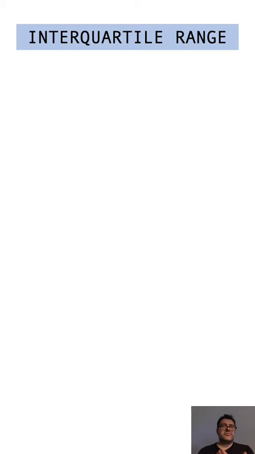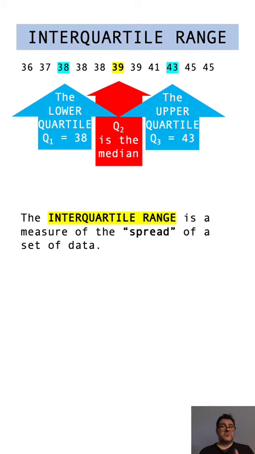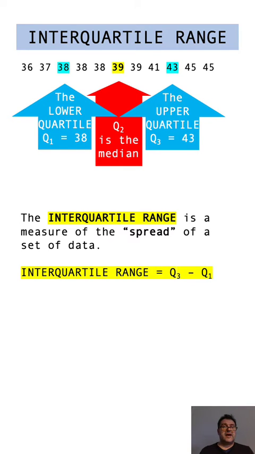So we're going to talk about something called interquartile range now. So there's the MYP3 data again, with the lower quartile, the median, and the upper quartile. And the interquartile range is a measure of how spread out the set of data is, and it's basically how far from Q1 up to Q3. So Q3 minus Q1 gives you the interquartile range, as it's called. It's basically how spread out the middle 50% of the data is.